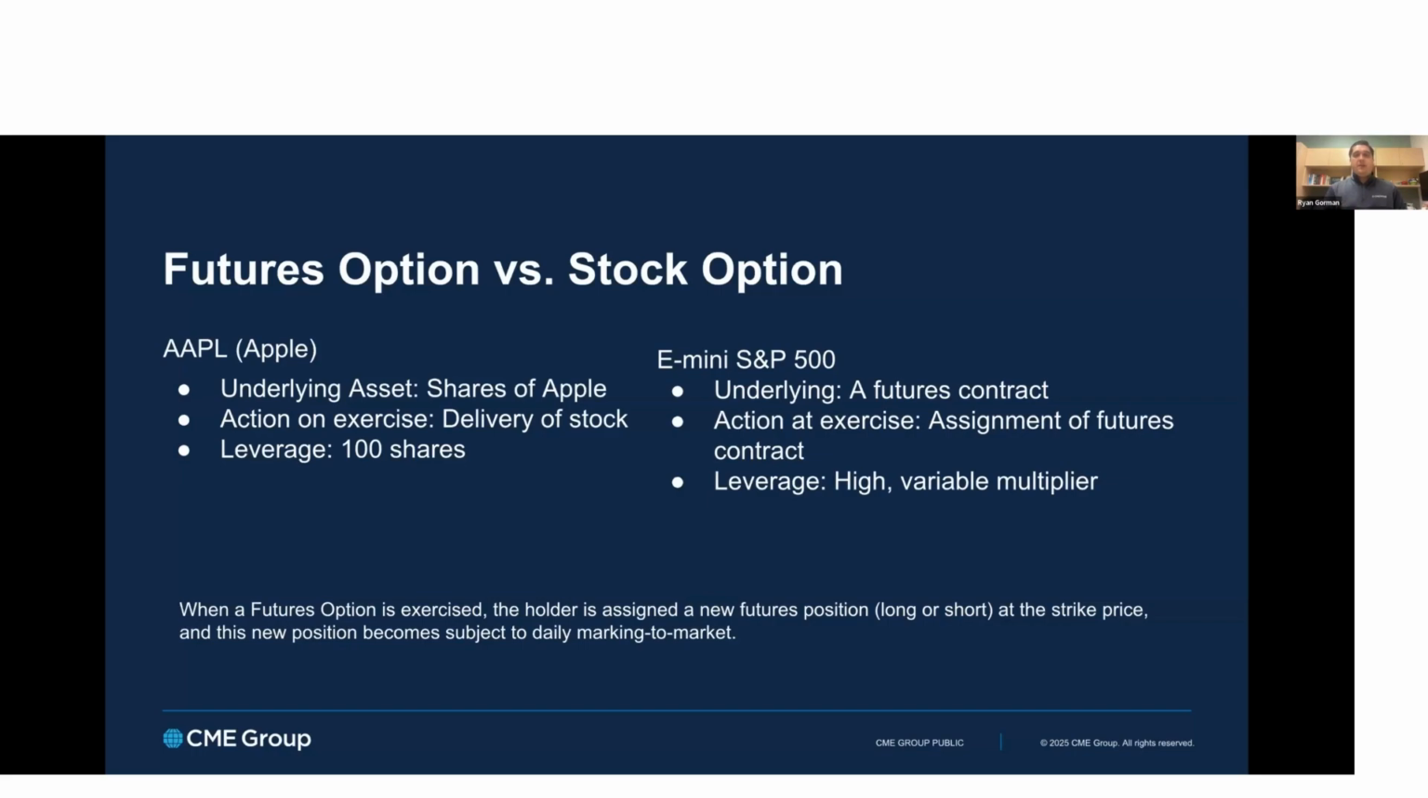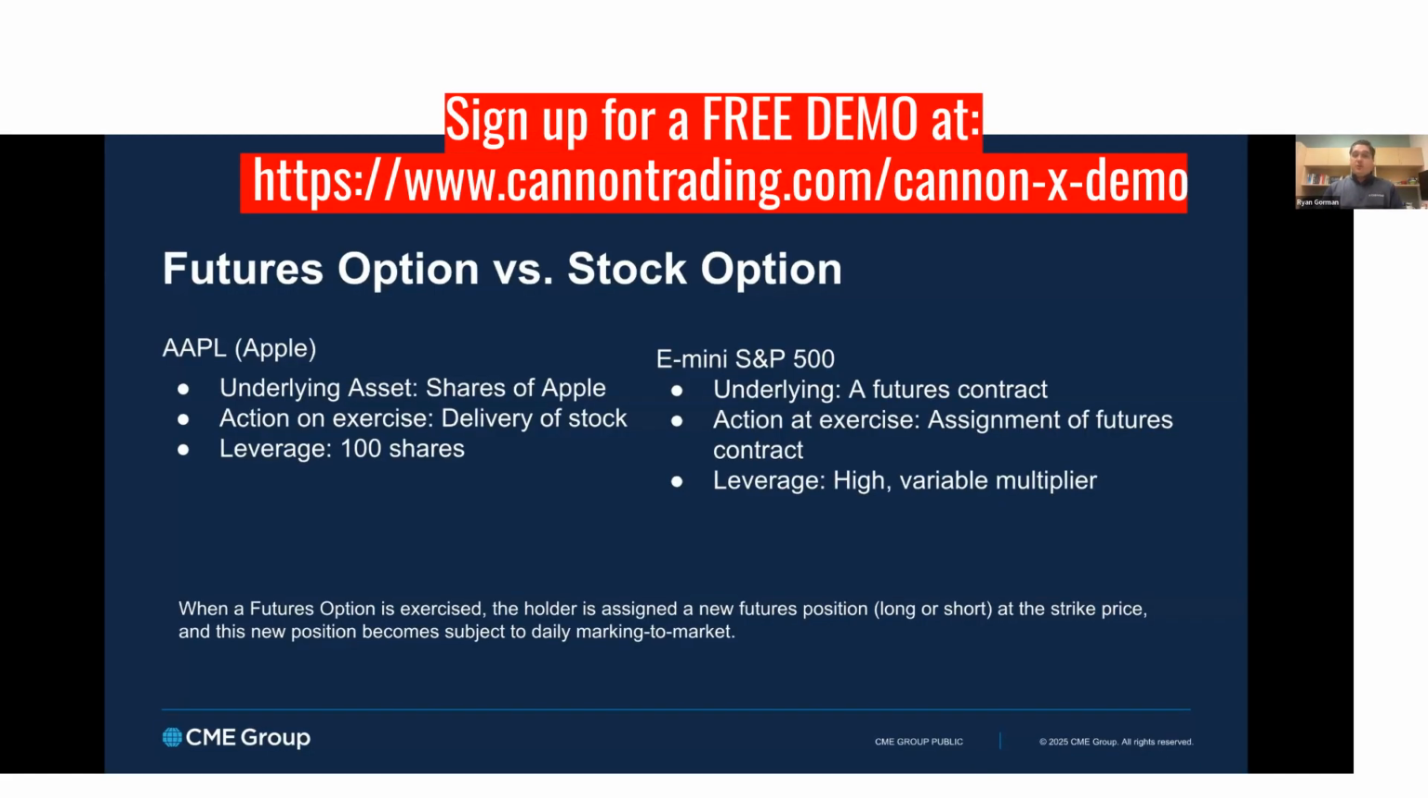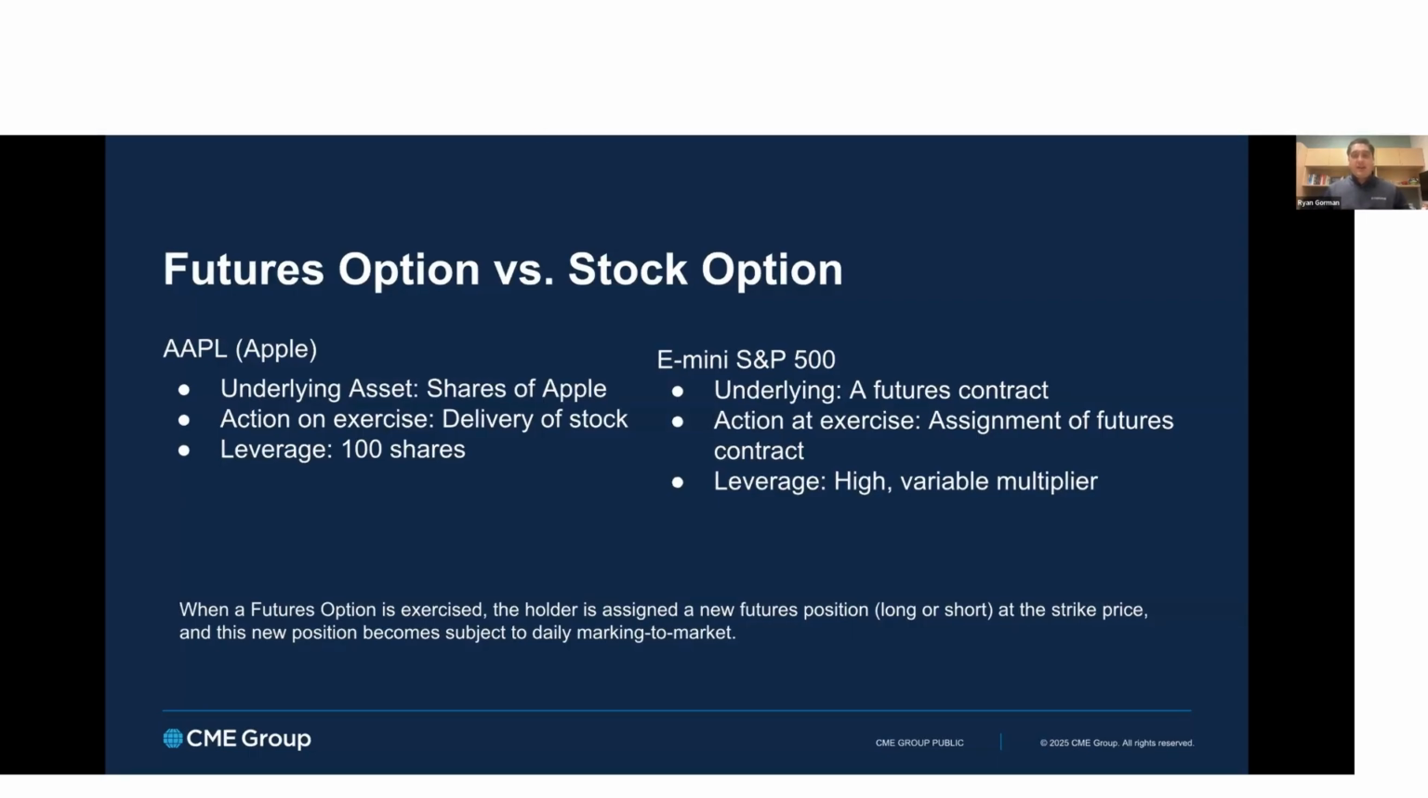That's part of leverage. But the underlying asset when you're looking at Apple is going to be shares of Apple. So if you're trading an option on Apple, the underlying is just shares of that company. The action on exercise is the delivery of stock. So if you have a call option, the back end of that option is going to be shares of that equity. And then the leverage or the multiplier for Apple is 100 shares. For equity trading, any stock you look at is going to be 100 shares. That is the basic layout.